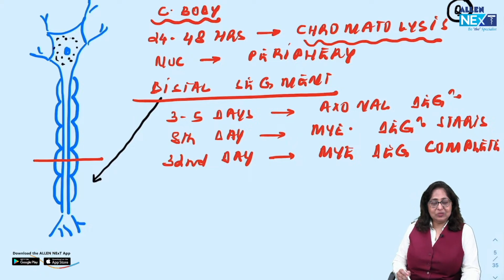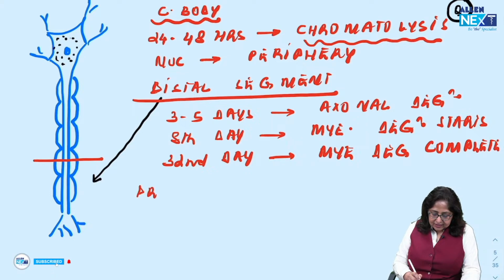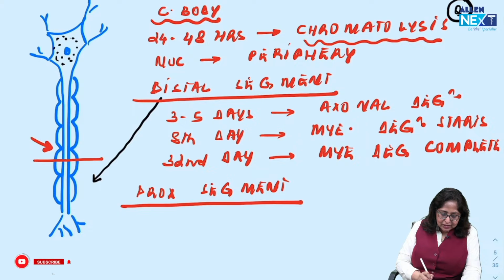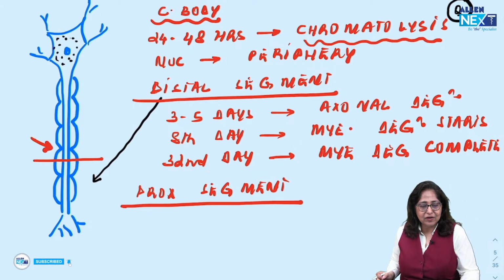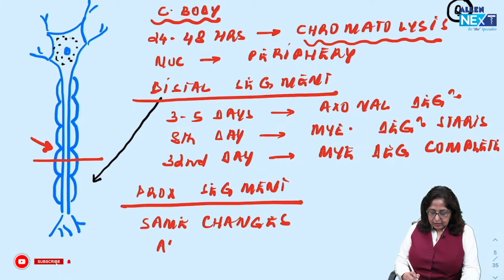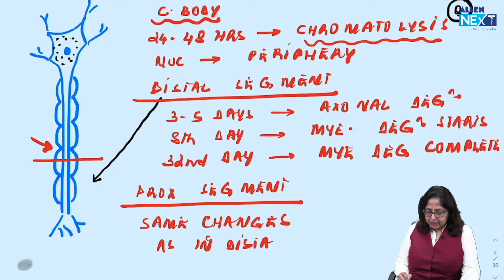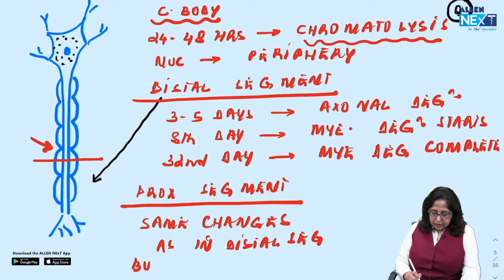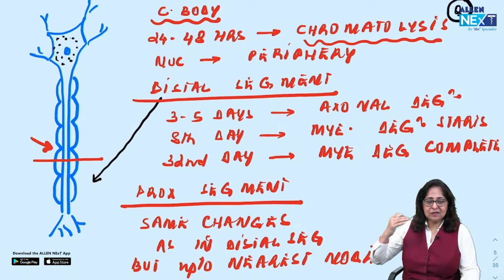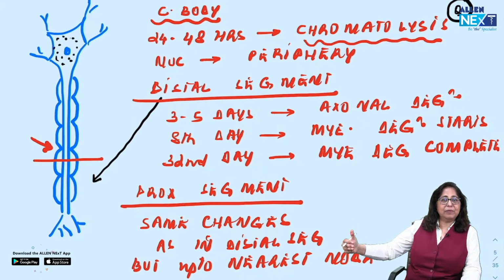Now, the same changes will also be seen in the proximal segment. Whatever I have described in the distal segment will be seen in the proximal segment, but up to the nearest node of Ranvier from the site of injury, right? So this is how you're going to describe the changes. Changes in the cell body, chromatolysis, and nucleus starts moving to the periphery.